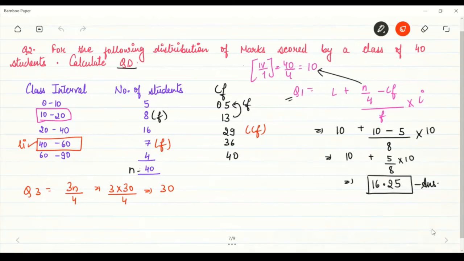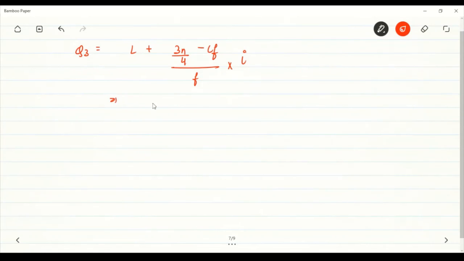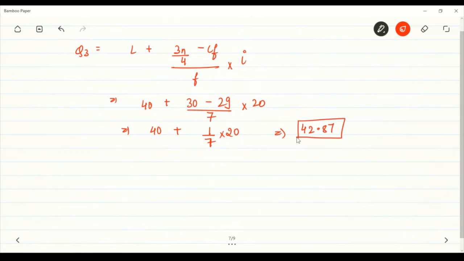So let us put the values in the formula. L1 was 40 plus, when we solve this, we are going to get 30. We have already solved this value. CF was 29 and 7 was our frequency, and the class width was 20. Now when we solve this, we are going to get 1 by 7 into 20. So the approximate value that we are going to get is 42.87 as the third quartile, or Q3.